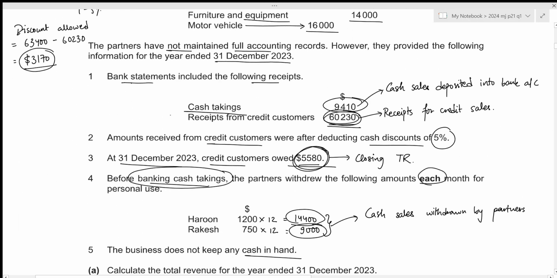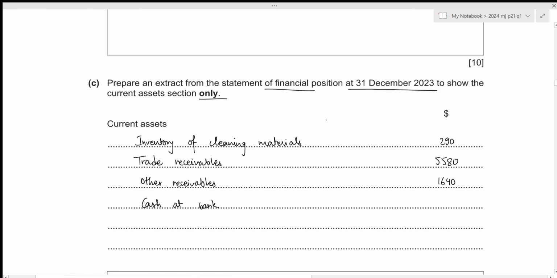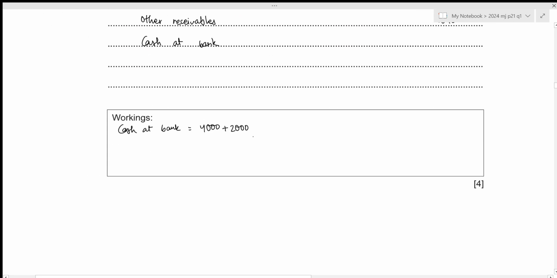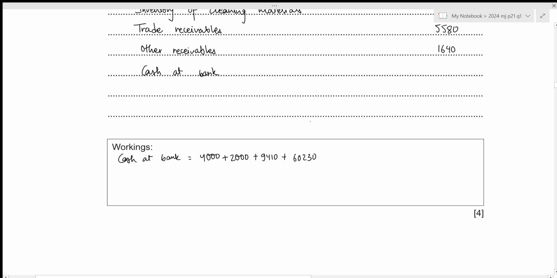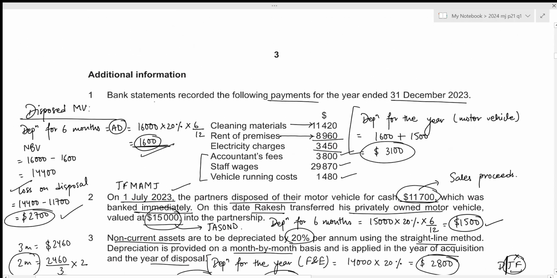Then we know that bank statements included the following receipts. So these will be added into our bank account. So we need to add 9,410 and 60,230. Let's write it down. So we have 9,410 and 60,230. Then we have been given the list of payments made through the bank account. Right here, the bank statements recorded the following payments for the year. Now we need to subtract these payments.